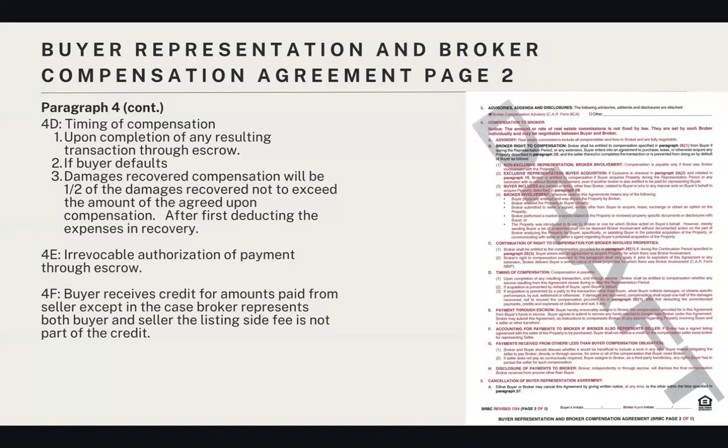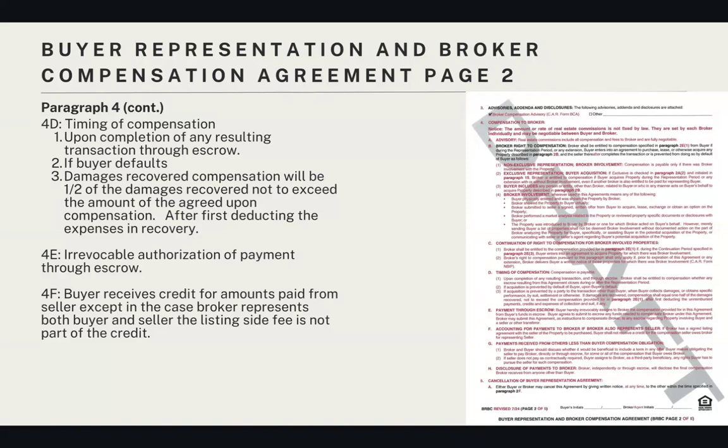4E is the irrevocable authorization of payment through escrow. So the buyer is acknowledging, "Hey, I'm agreeing to this," and instructing escrow to pay the buyer's agent, buyer's broker. 4F, buyer receives a credit for amounts paid by the seller, except in the case the broker represents both buyer and seller. The listing side fee is not part of the credit.